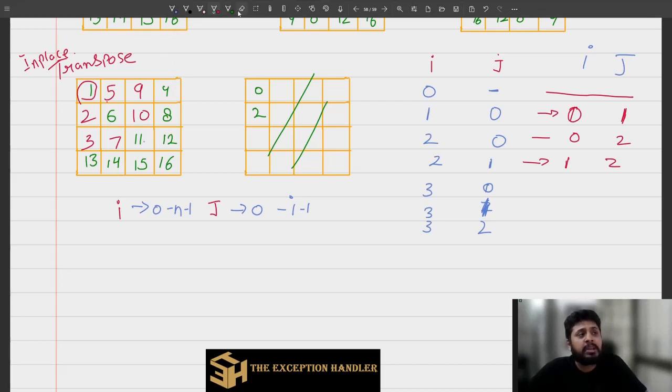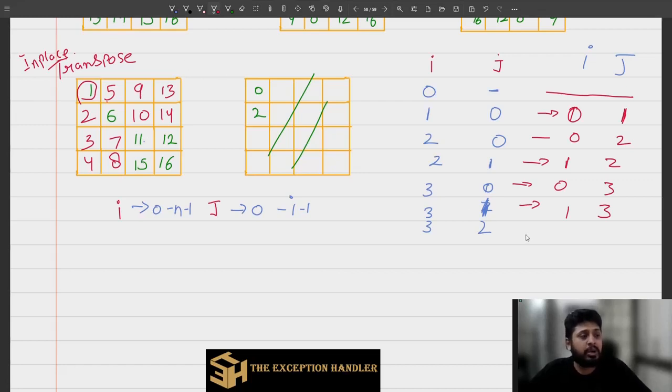Okay, now my next swap would be 3 comma 0 with 0 comma 3. So 3 comma 0 is this part. 13 would be swapped with 4. Now my next swap is 3 comma 1. So it would be swapped with 1 comma 3. So let's swap this. So 3 comma 1 is 14, which would be swapped with 1 comma 3. So that is 14 and 8. So 14 would come over here and 8 would come over here.